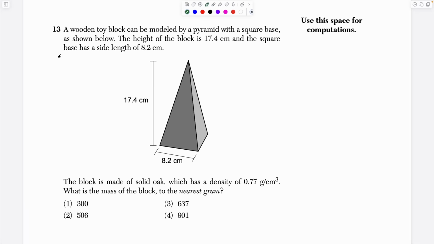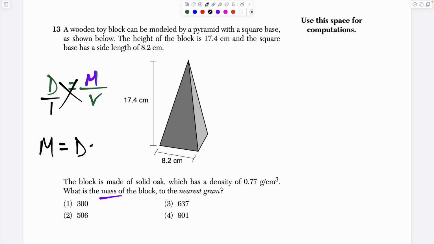So for questions like this, I remember from science that density equals mass over volume. So if we want to solve for the mass, that's this value over here, what we could do is we could call this d over 1 and just cross multiply, and we get the mass is equal to the density times the volume. Okay, so that's the formula we're going to use. Or you could just memorize this formula as is, but I'm able to remember d equals m over v from science, and then I just do the algebra to solve for the mass.